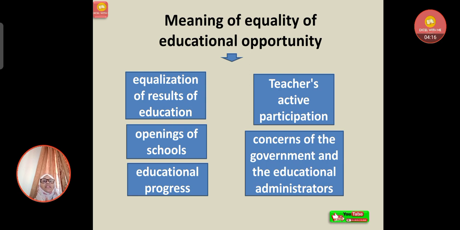Now, the next point is the concern of the government. In independent India, one of the main concerns of the government and the educational administrator is to equalize educational opportunities. This means education should go down to every citizen of India, every SC, every ST, every girl and every rural child, and to every economically poor child. So, this is related to the meaning of equality of educational opportunity.